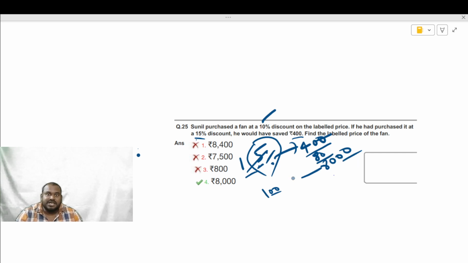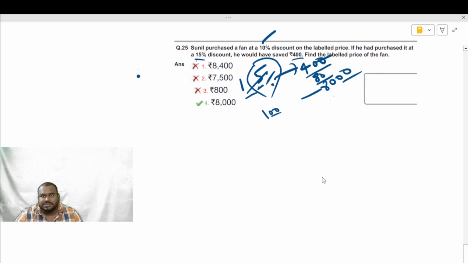You may say if you multiply with zeros, it will become zeros. I'm not saying like that. Just, if 1% is 5, 100% will be 500. If 1% is 2, 100% will be 200. That's what I'm saying. Yes, so that is it.